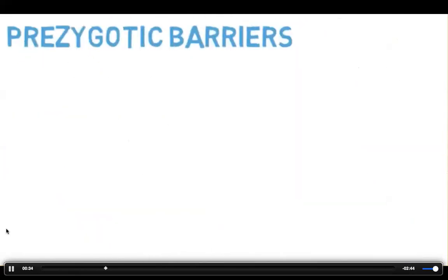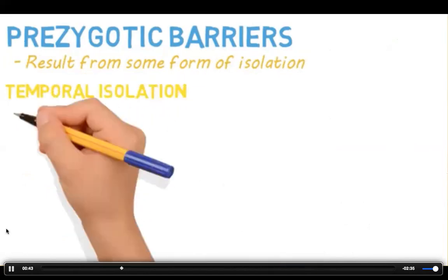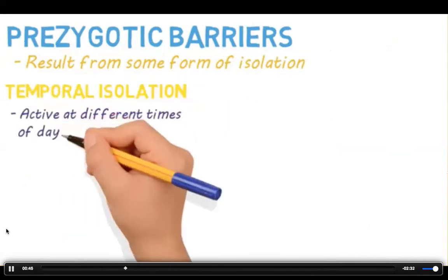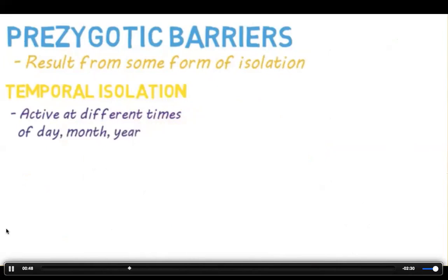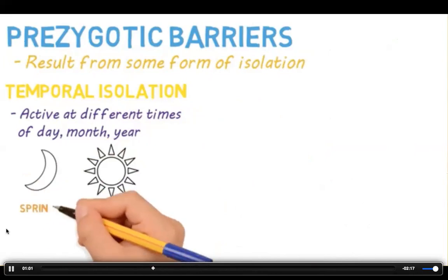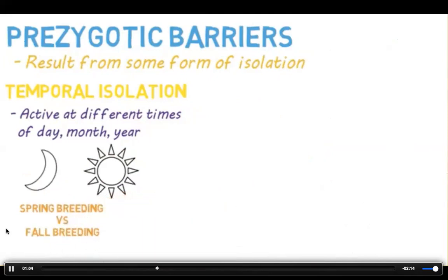Prezygotic barriers result when two groups within a species isolate themselves from one another in some way. So let's look at some examples. Temporal isolation occurs when members of the same species are active at different times of the day, month, or even year. More specifically, they breed at different times. For example, if some members of a group breed during the day and others breed during the night, they are isolating themselves from one another and not sharing genetic information. The same would be true for one group breeding in the spring and the other breeding in the fall, again, both from the same species.